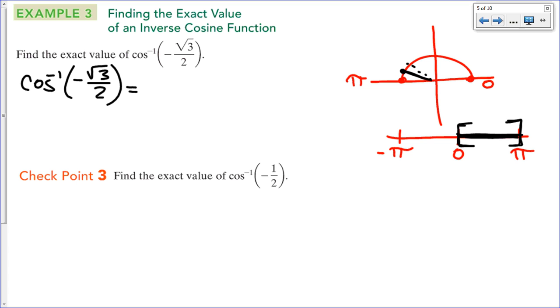Can you guys look at your table just to make sure? Cosine inverse of the negative square root of 3 over 2? It's 5 pi over 6. So it's right here, right? Okay. Let me ask you guys something.